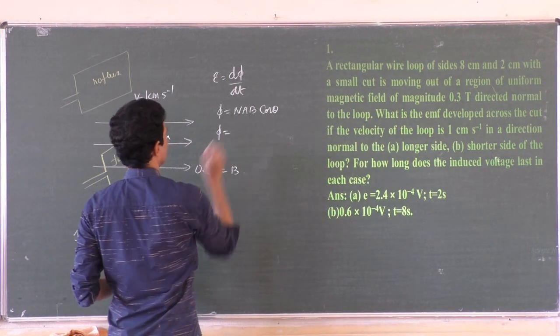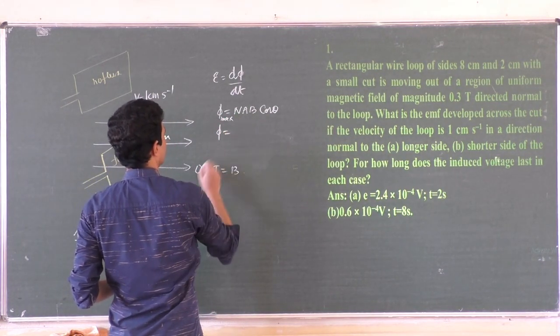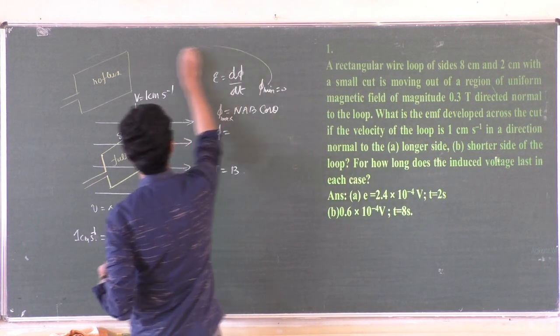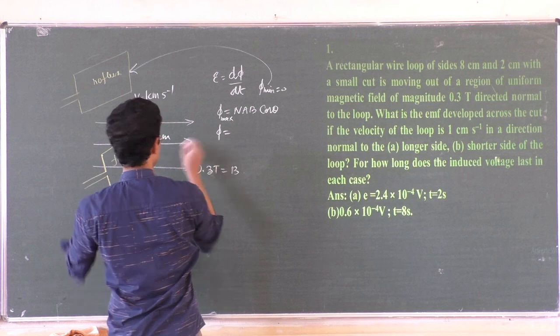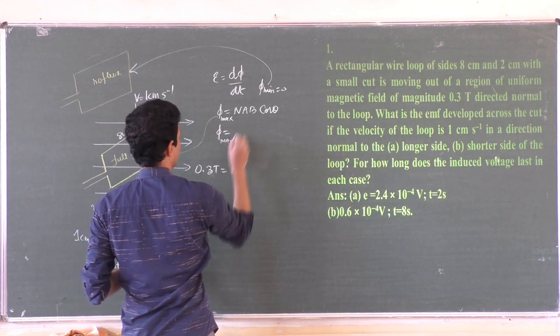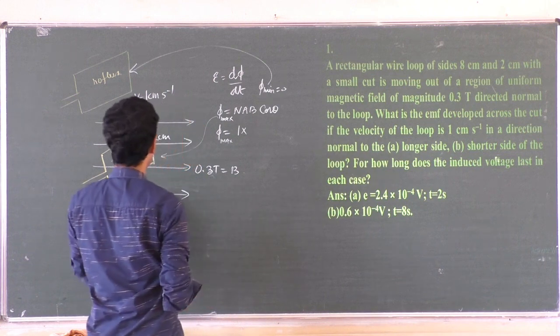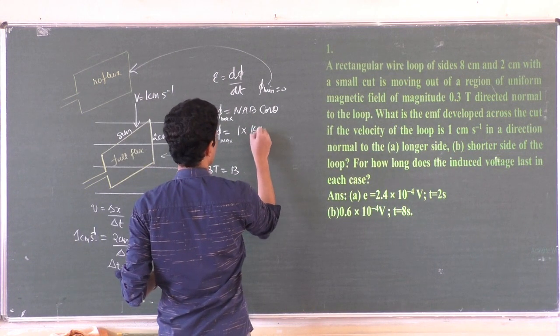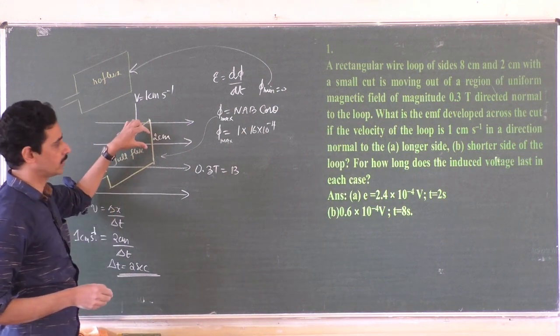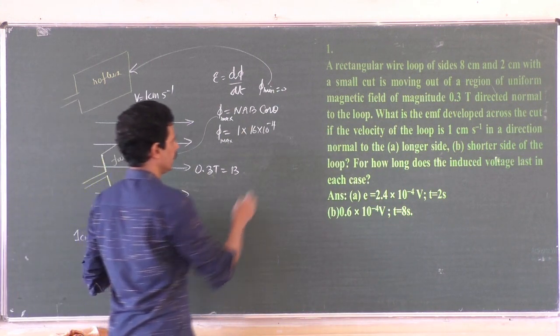Phi is maximum. This is phi maximum. Phi minimum is 0, right? Phi minimum is 0. That is when it is here. Phi maximum is when it is completely immersed. Phi maximum is equal to number of turns 1. Area, length into breadth: 8 into 10 to the power minus 2, 2 into 10 to the power minus 2, 16 into 10 to the power minus 4.